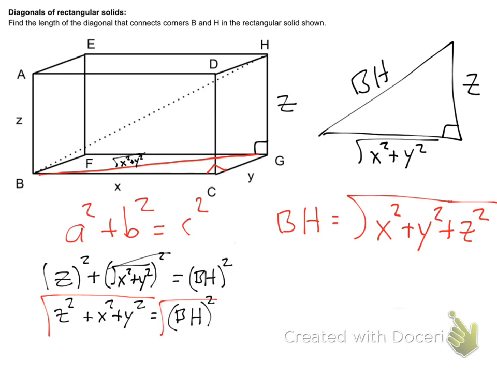Here's the thing, guys. To find the shortest distance in a box, from one corner diagonally to the other corner, all you have to do is take each side of the box, square them, add them, and then take the square root. That's it.